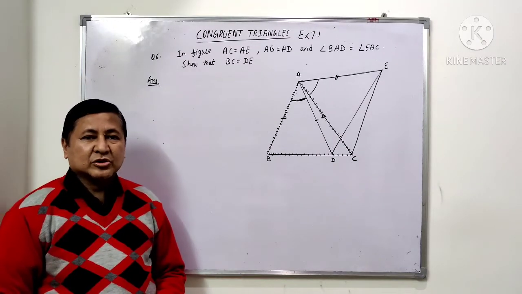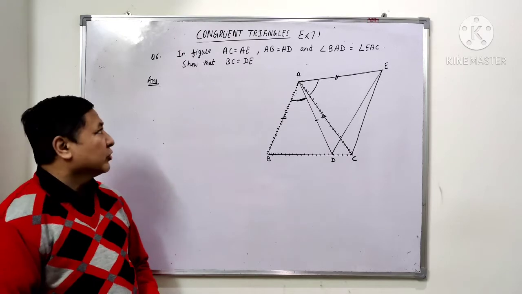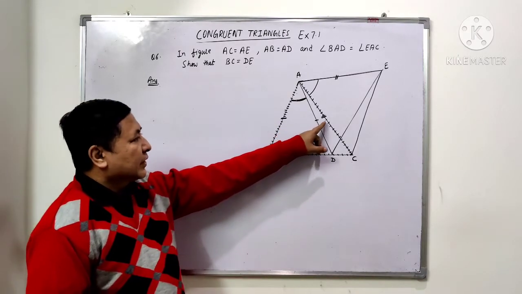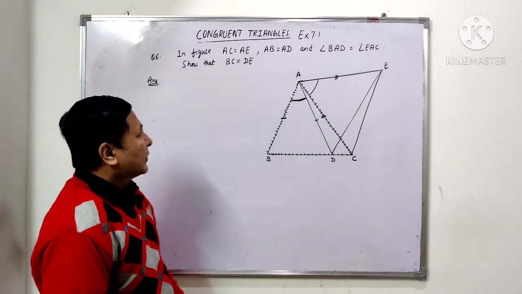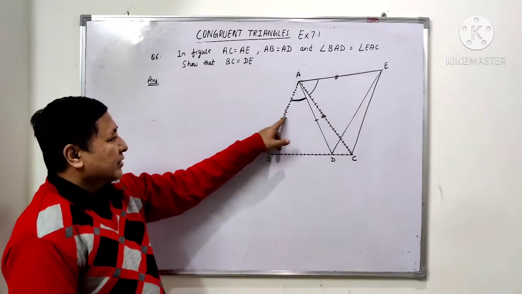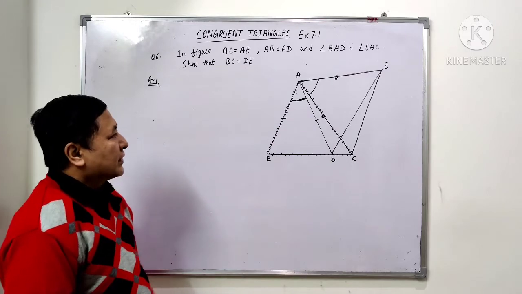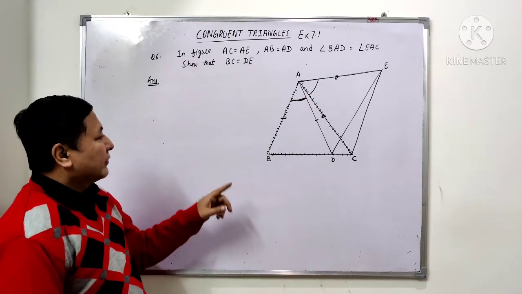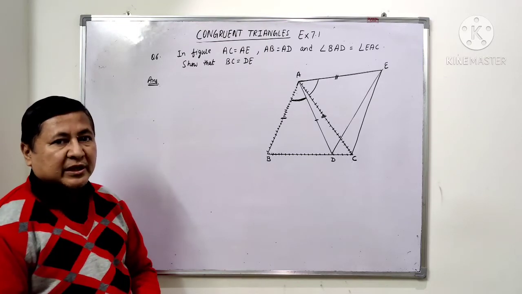Now let us solve question number 6 of exercise 7.1. In the figure, AC is equal to AE. This AC and AE both are equal. AB is equal to AD. This AB and AD are equal. And angle BAD is equal to angle EAC, that is also equal. And we have to show that BC and DE are equal.